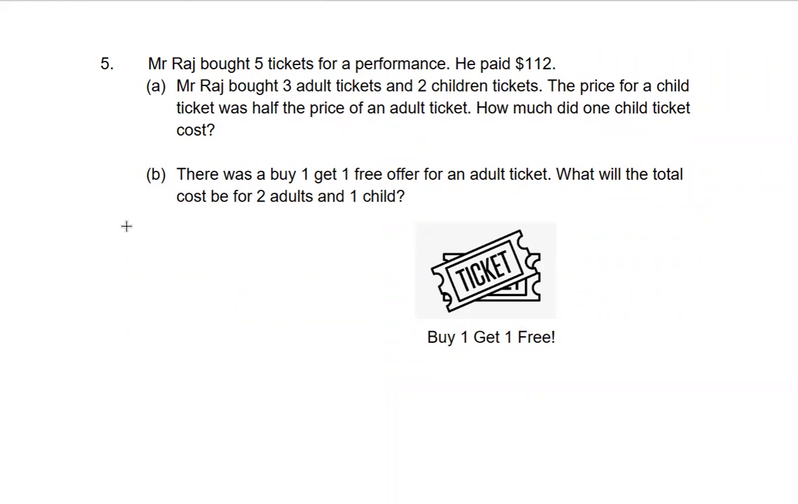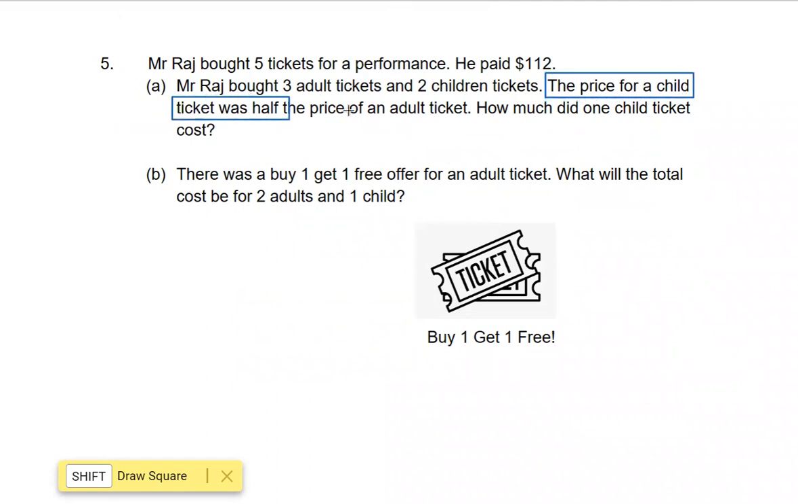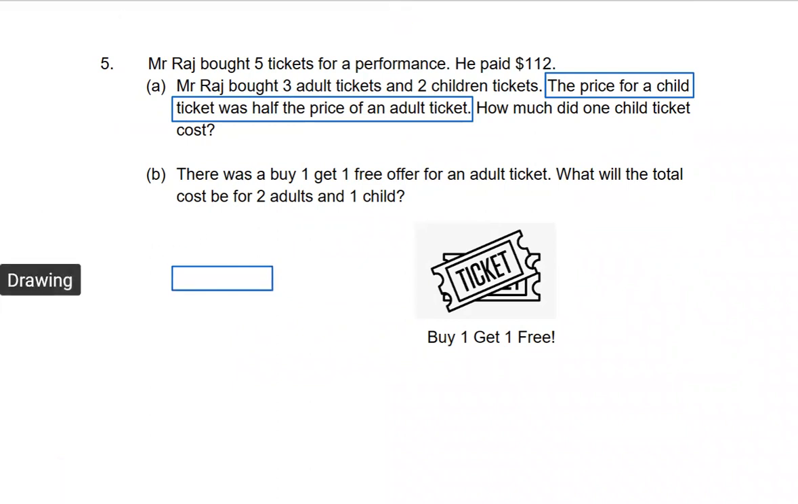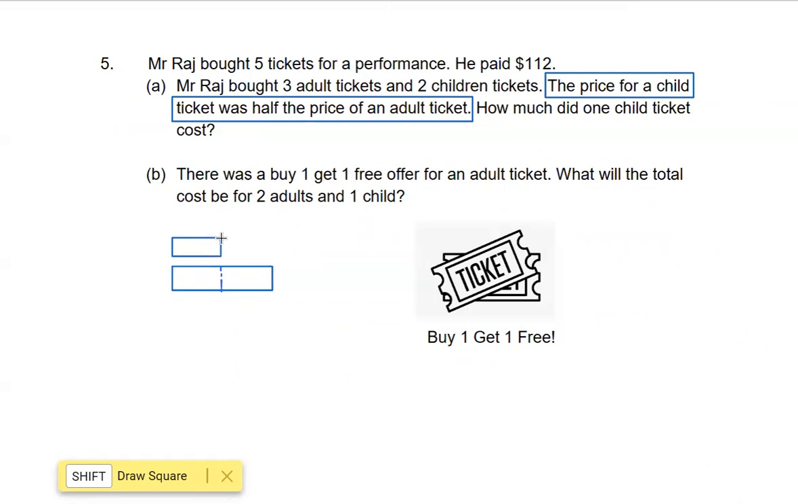So once again, I'm going to try to represent this as a model, as a picture. Which sentence should you start from? You start from the sentence that shows comparison, and the sentence is this: the price of the child ticket is half the price of an adult ticket. I will be able to know that if the adult ticket is this much, a child ticket would be half of it. So I'm going to split this one into half, and the child ticket would be half of it. There you go. So this would be the adult, and this is the child.